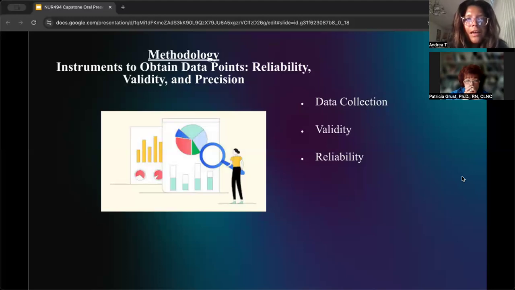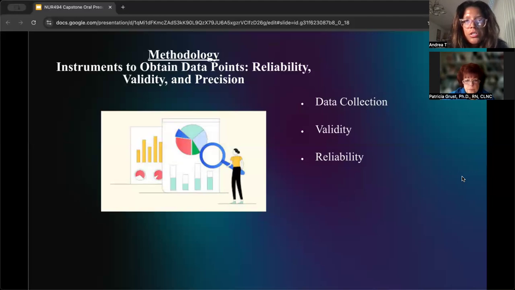The validity of instruments, tools, surveys, and questionnaires is paramount. It directly influences the quality of the data collected. To ensure that these instruments are effective, it is crucial that they are specifically designed for healthcare professionals, ideally by those within the healthcare field who understand the nuances of patient care.